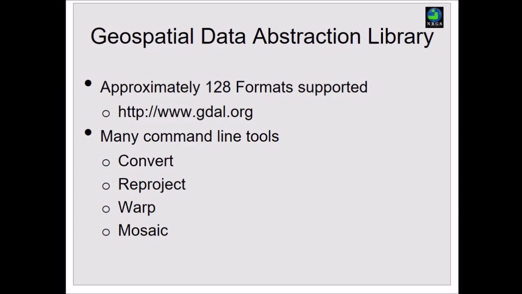Then we have GDAL, the Geospatial Data Abstraction Library, a very important library for people who are working in the GIS and image processing field. Approximately 128 formats are supported, and many command line tools are also there, like Convert, Reproject, Warp, and Mosaic.